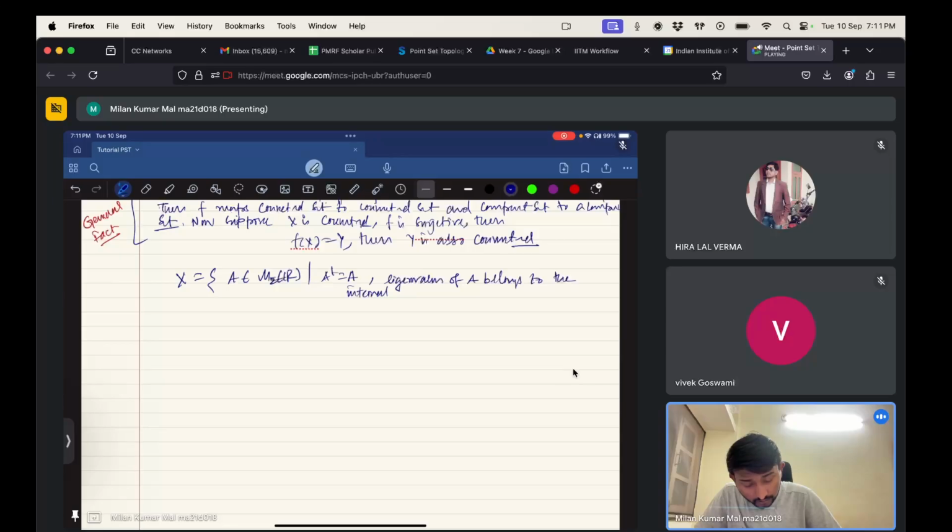This is not all GMLR, this will be GL2R, all invertible. Okay, this is the thing. Interval belongs to the interval 0 to 2. So this is the collection.